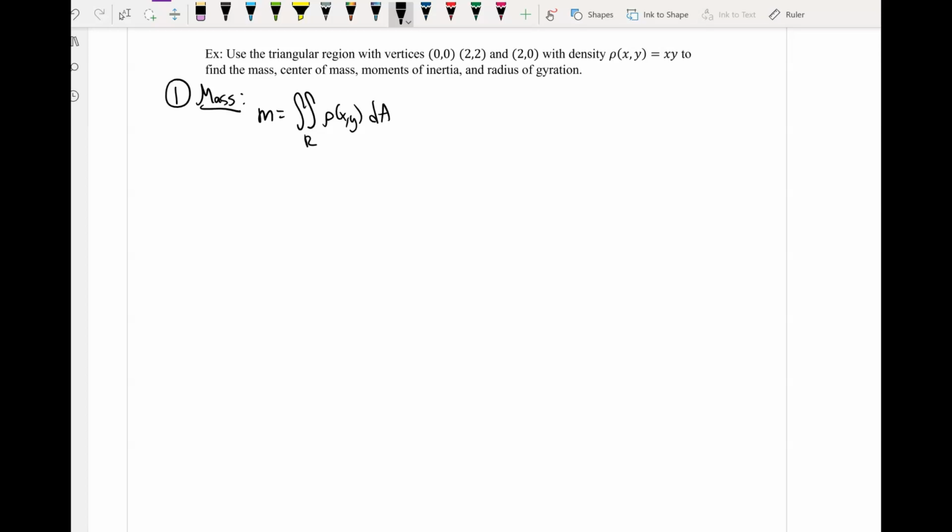Now let's take a look at what that looks like. Our region has vertices (0,0), (2,0), and (2,2). This is what the region looks like, and at each point your density is xy. So you can see that the higher x and y are, the more dense it is. It's going to be really heavy over here, and not so much over here, but it gets heavier and heavier as x and y increase.